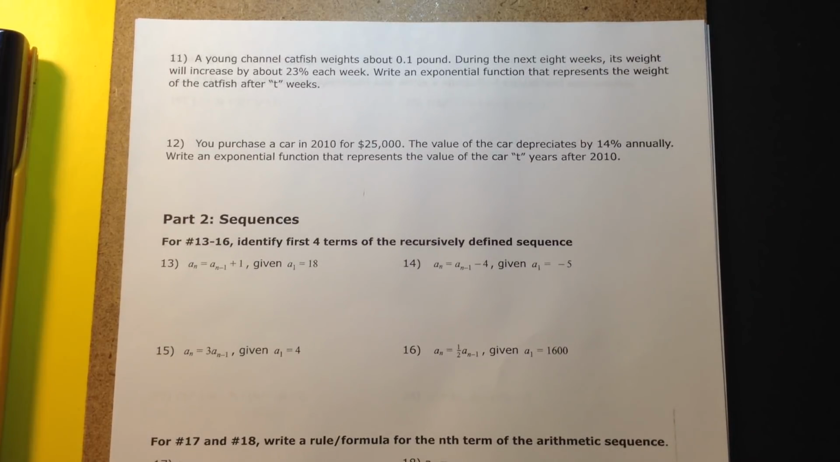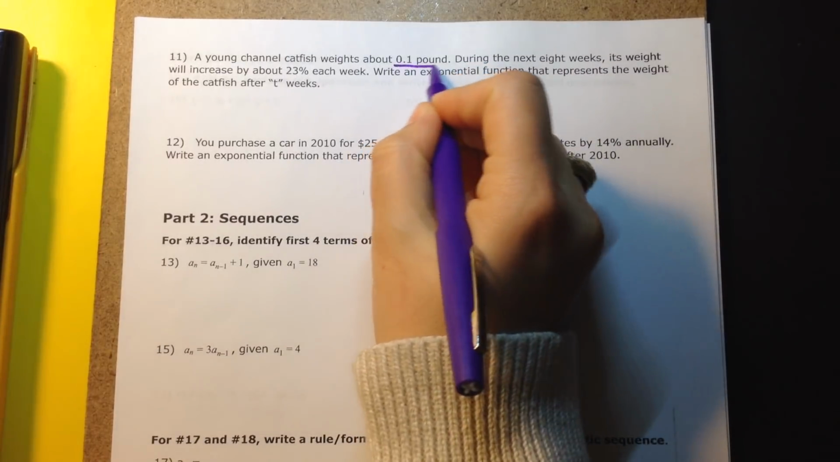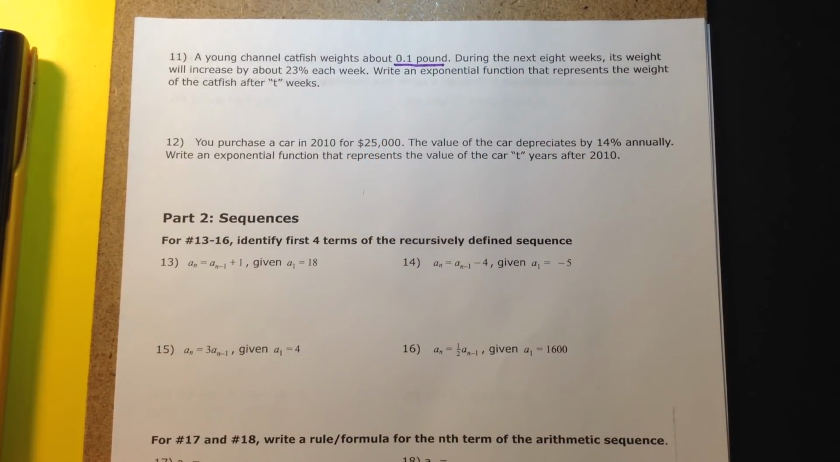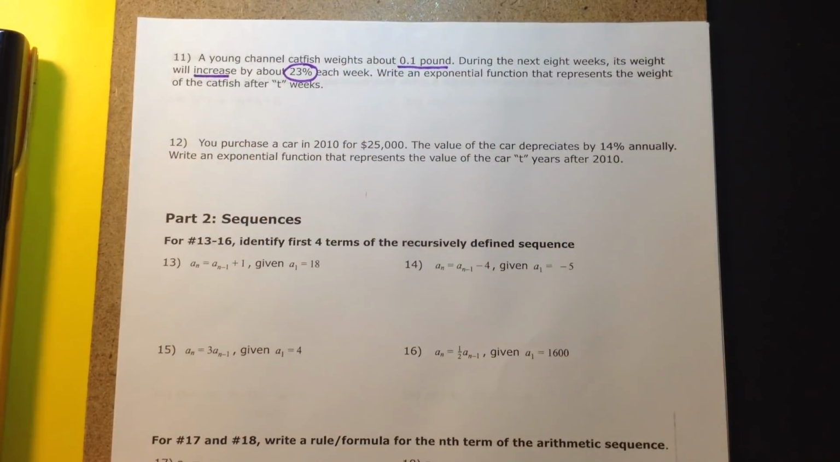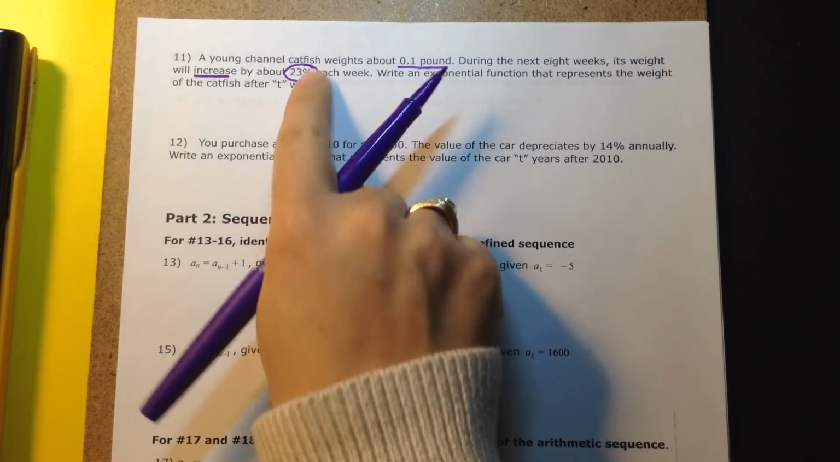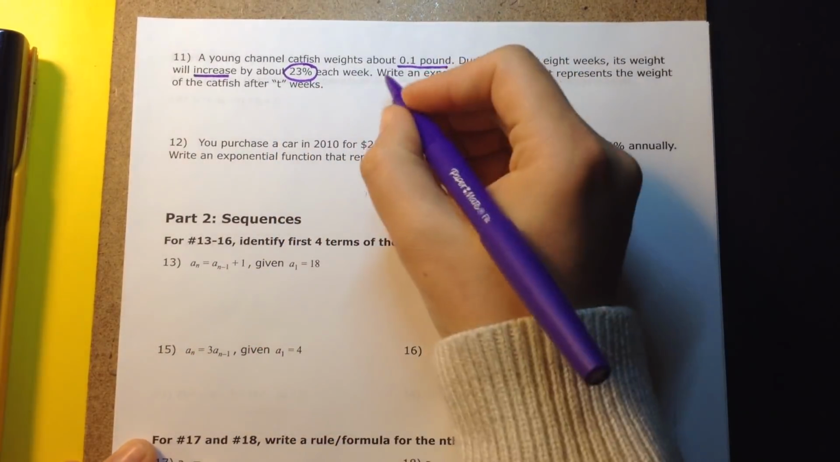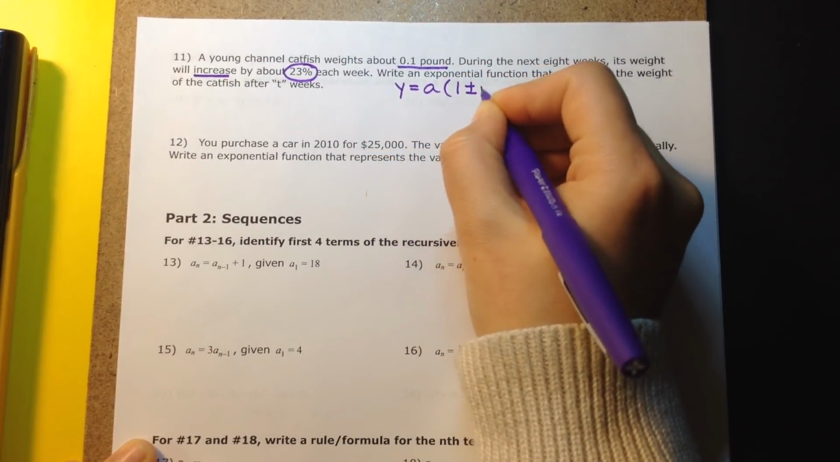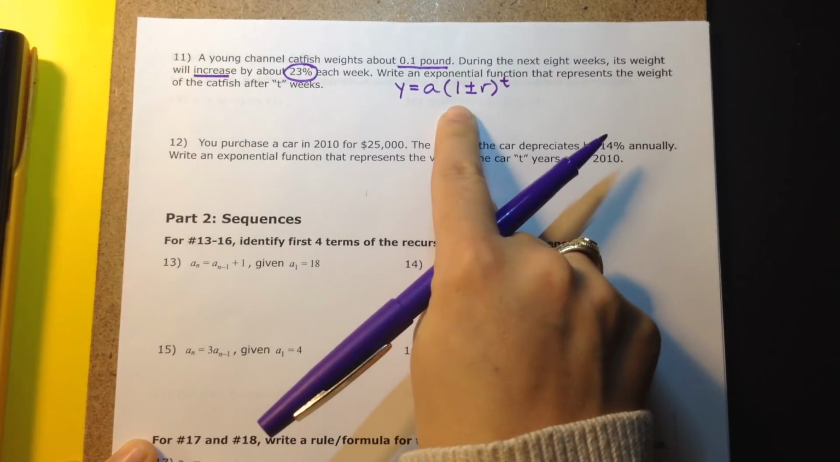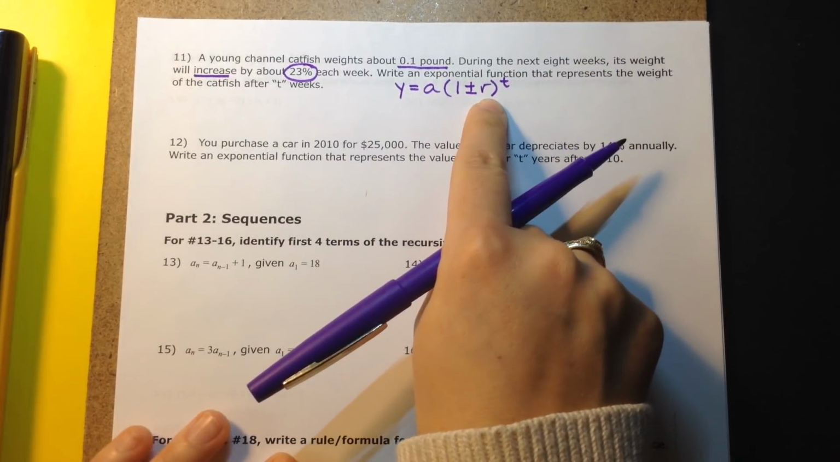11 says a young channel catfish weighs about 0.1 pound. That looks important. During the next 8 weeks, its weight will increase by about 23% each week. Write an exponential function that represents the weight of the catfish after t weeks. If we're given a percentage and asked to write a function, we know that with percents we have to use the growth or decay version of our exponential function, where we include the rate, not a factor.